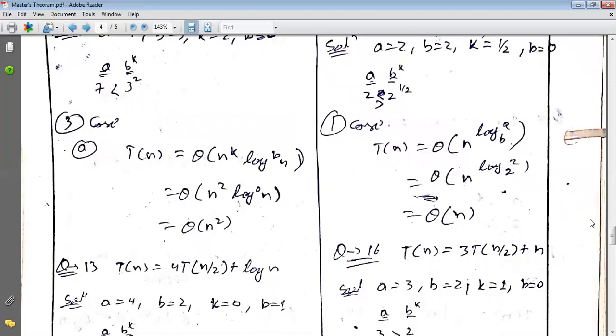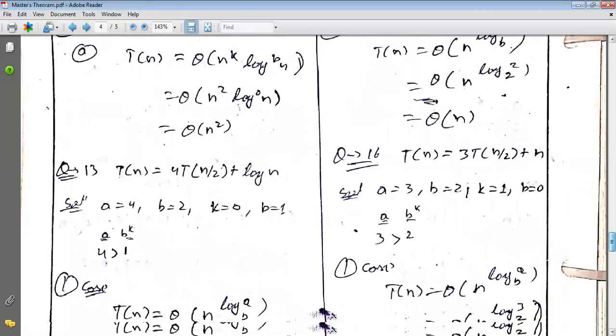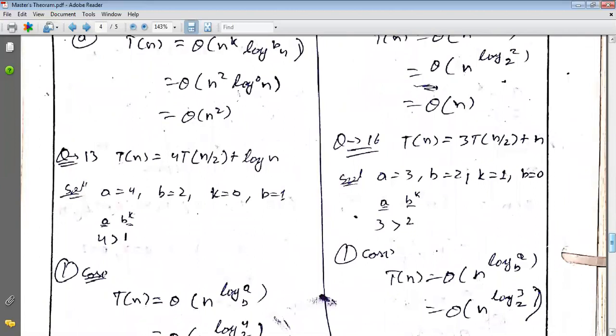If you talk about the next one, in this case you can see that T(n) equals 3T(n/2) plus n. First we check whether we are capable of solving this particular problem or not. It is of the form aT(n/b) plus n, and we don't have any issue with the logarithmic value being absent.